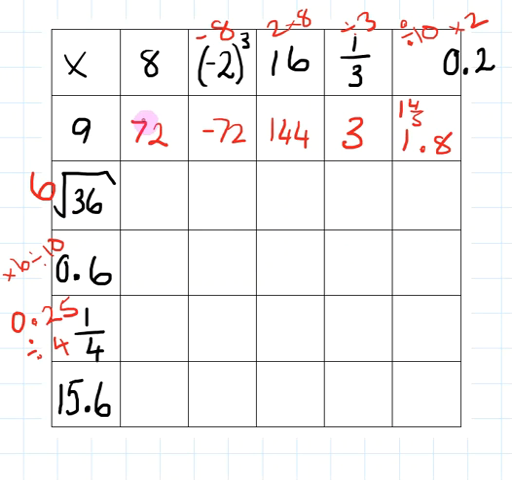6 times table. 6 times 8 is 48. This is therefore negative 48. This is then 96. This is then 2, a third of 6. 6 divided by 3 is 2. And then 1.2. Okay.